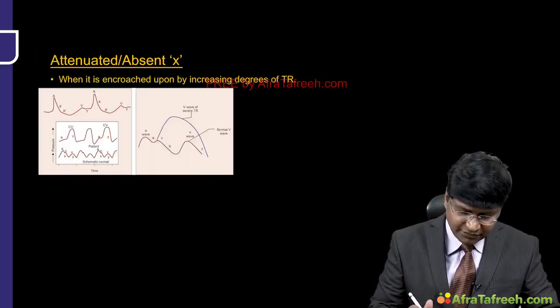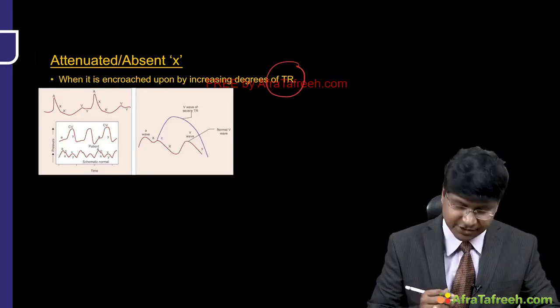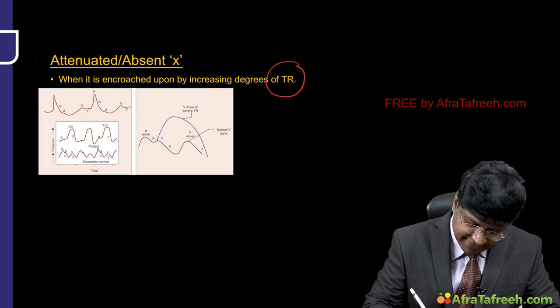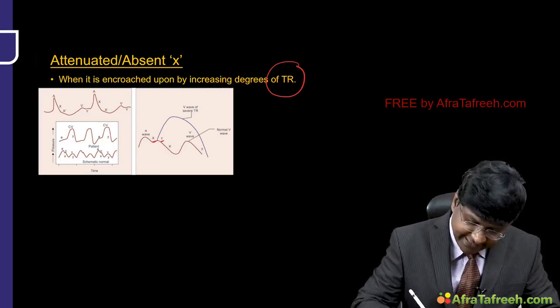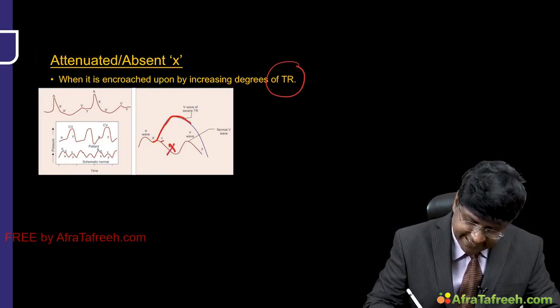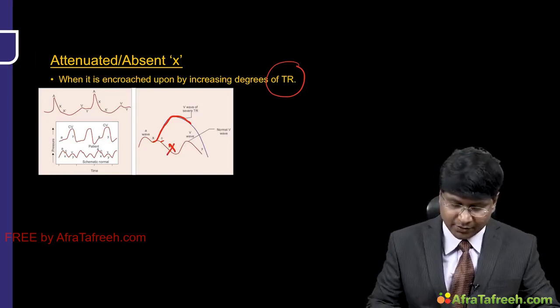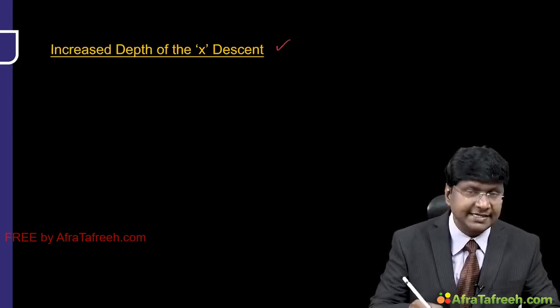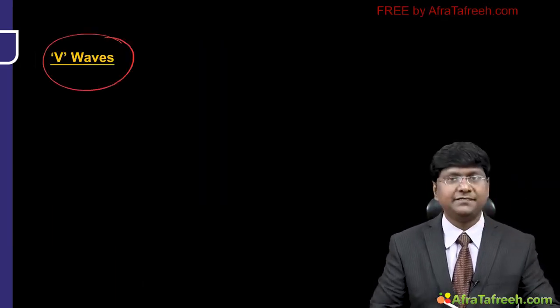So this is the JVP representation of the absent X wave. You see here, you have the C wave, right? After the C wave, directly you have the V wave. You don't have this X descent in case of the tricuspid regurgitation, right? Now, increase in the depth of the X descent, just now we have discussed the conditions. Now, abnormalities of the V wave.